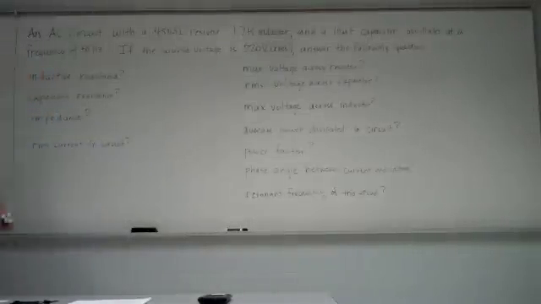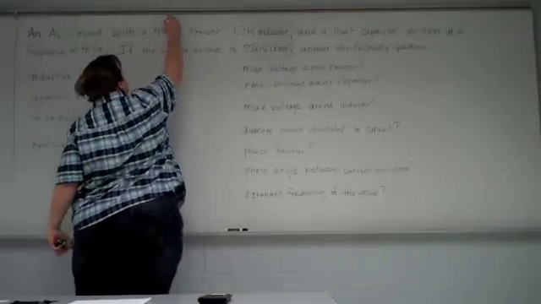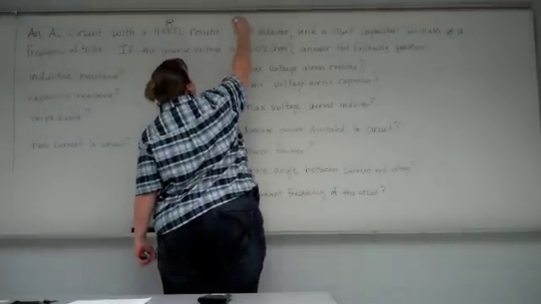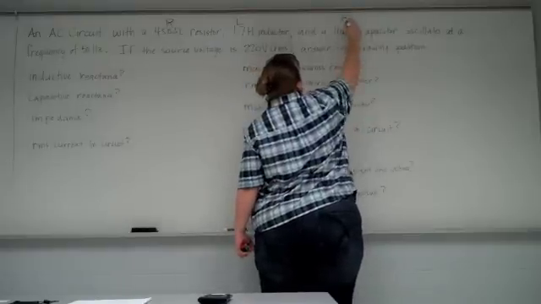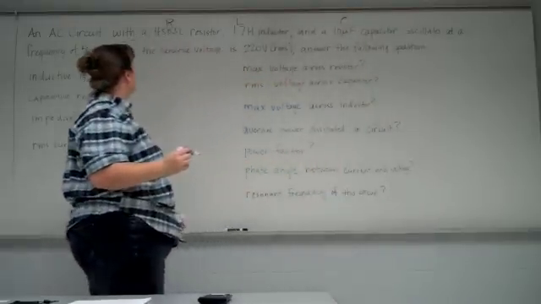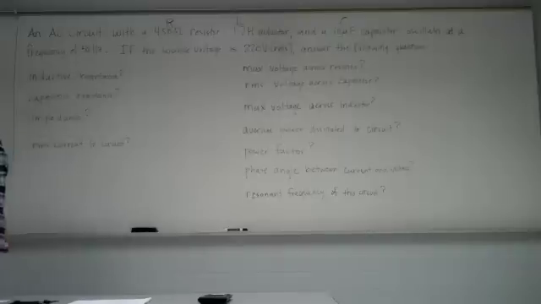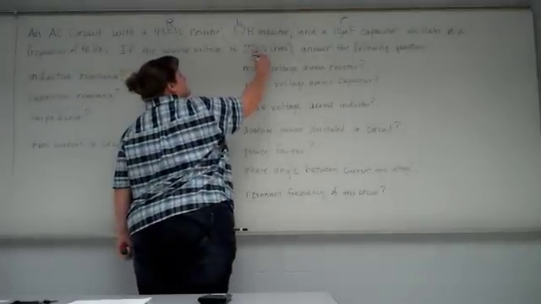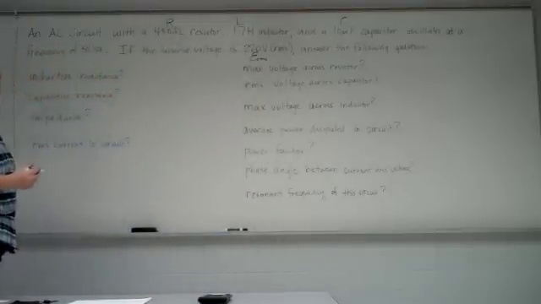So we have an AC circuit with a 450 ohm resistor. This is R. A 1.7 henry inductor, that's L. And a 10 microfarad capacitor, that's C. It's oscillating at 50 hertz. If the source voltage is 220 volts RMS, so this is the RMS source voltage, we have a bunch of questions to answer. So inductive reactance.